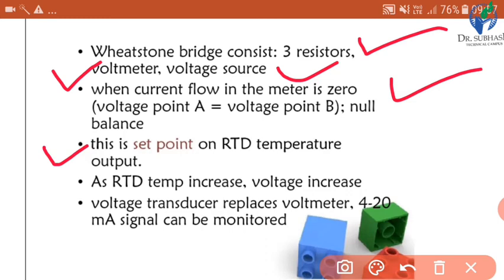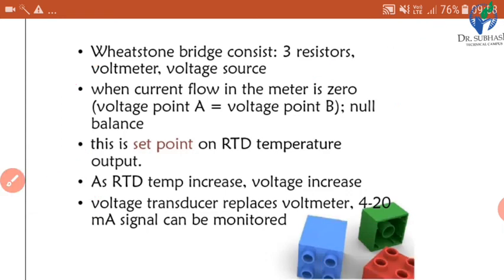As RTD temperature increases, voltage increases. So this is the relationship between temperature and voltage. As the RTD temperature increases, voltage will also increase. A voltage transducer replaces the voltmeter. We can replace the voltmeter with a voltage transducer. A 4 to 20 milliampere signal can be monitored using this Wheatstone bridge.